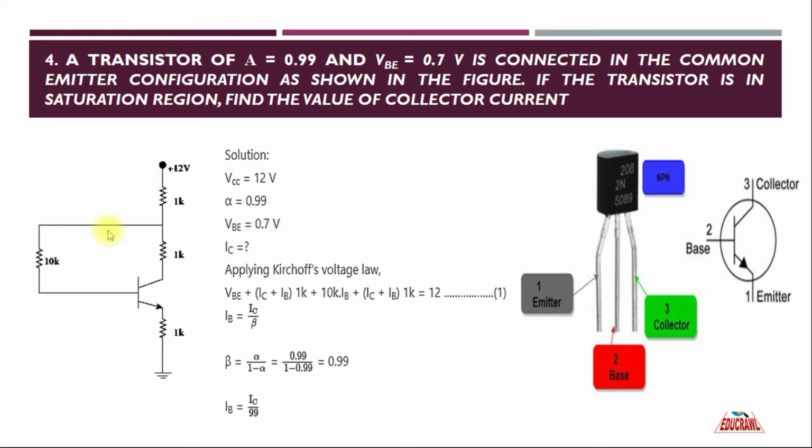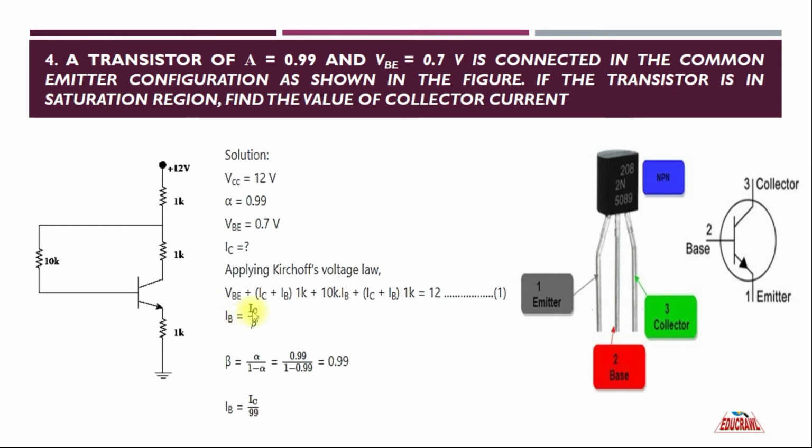For the whole circuit, we apply Kirchhoff's voltage law, which is VBE plus (IC plus IB) into 1K plus 10K IB plus (IC plus IB) into 1K is equal to 12, because 12 is the total voltage applied. So in this equation, we are going to substitute the IB value and IC value. We will find IB and IC, and we will substitute in this equation. Simplifying, we will get the value of IC.